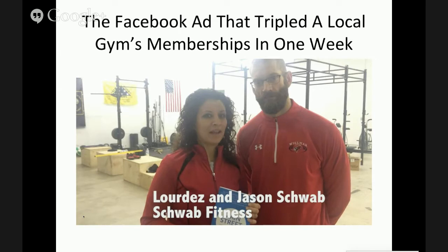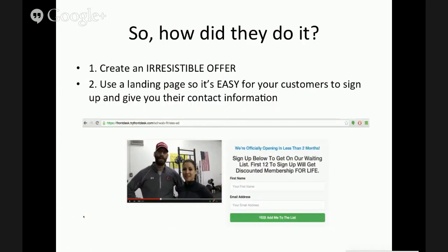And right now I'm going to break it down and show you why it works so you can replicate results like this in your small business. So how'd they do it? First, they had an irresistible offer. That's the key to everything. If you don't get this part right, nothing else I say in this training is going to work for you. The first part of any marketing campaign is having an irresistible offer.